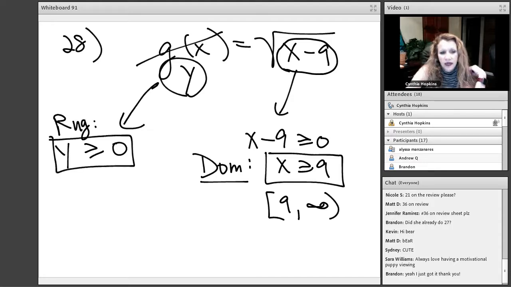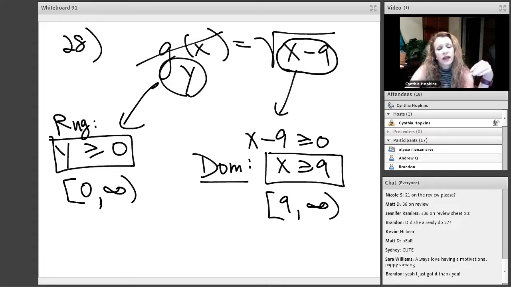And if they write that in interval notation, it would be bracket 0, comma, infinity, like that. Okay, so I'm showing you it as an inequality and also in interval notation. Now, if you can't do what I just did, analyzing the equation, then you should probably graph this.